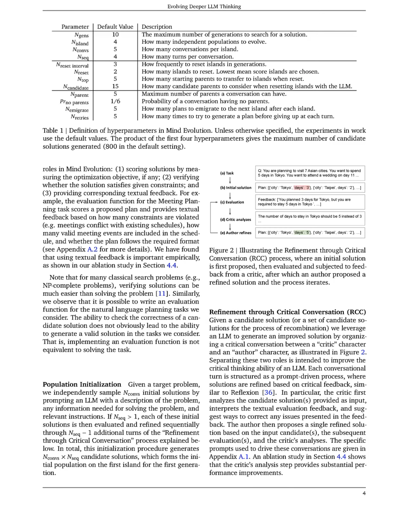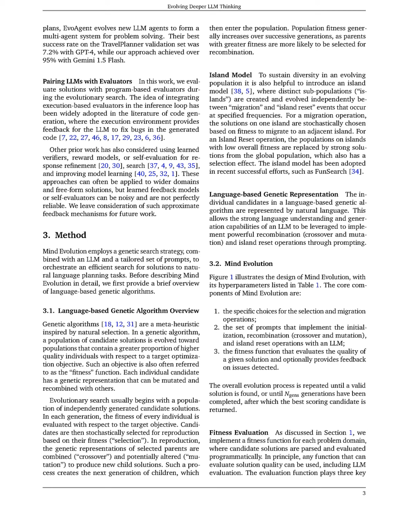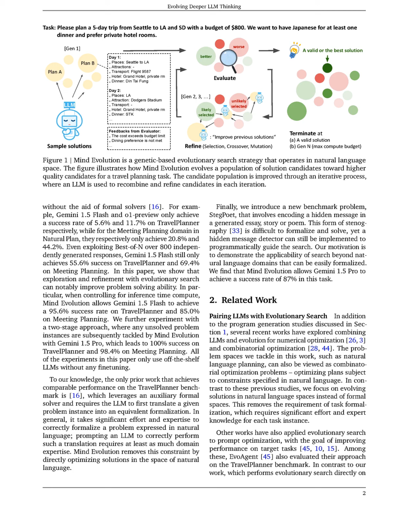Additionally, the paper notes that the ability to check the correctness of a candidate solution does not guarantee the ability to generate a valid solution, indicating a gap in the approach's effectiveness. Furthermore, the author mentions that learned feedback models or self-evaluators can be noisy and unreliable, which may hinder performance in broader applications. Lastly, the paper suggests that the complexity of certain tasks, such as StegPoet, may pose challenges for the evolutionary search process, particularly as the constraints become more stringent.